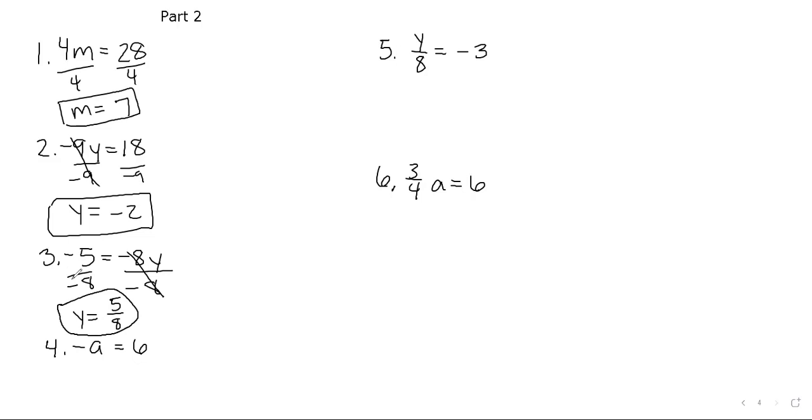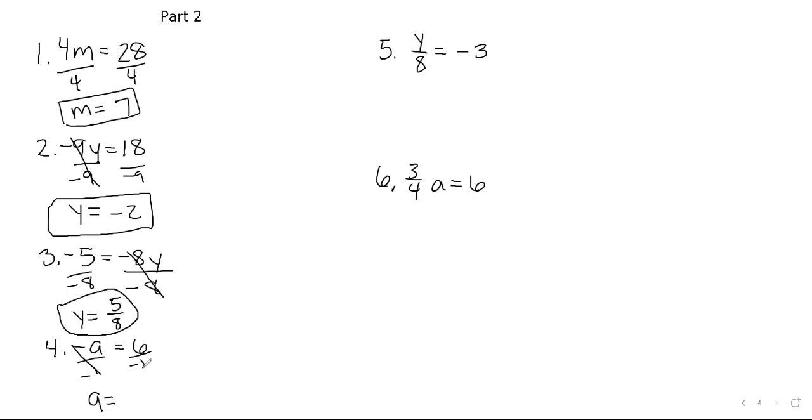Now, number 4. We got negative A equals 6, okay? Remember, it's not solved unless it says A equals something, okay? So what is in front of this A? A negative sign. That means we need to remove that negative sign by either multiplying or dividing by a negative 1, okay? So we're going to divide by a negative 1, which is going to get rid of that. So we're just going to be left with A.